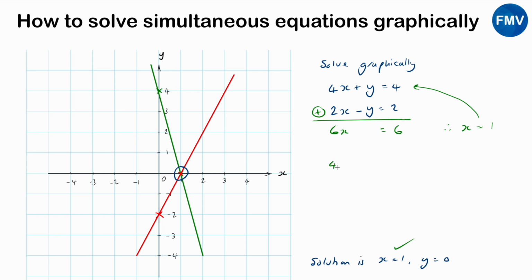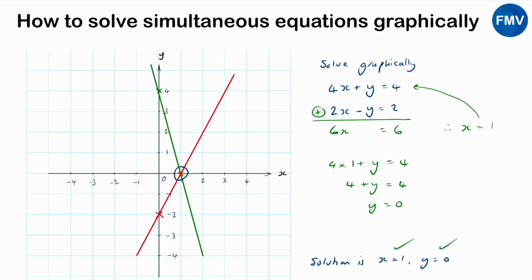So I've got 4 times 1, add the value of y is equal to 4. 4 times 1 is 4, add y is equal to 4. I think it's clear to see that y is worth 0 here because I take 4 from both sides. We can see y is equal to 0, and that works as well. So this is just another way of solving simultaneous equations. And if you're not sure graphically, you can double check using the algebraic method.